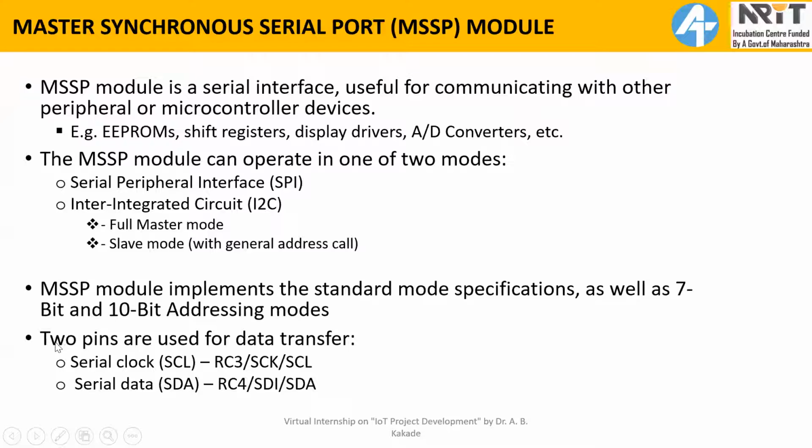For implementation of I2C protocol, there are two hardware pins available in the PIC microcontroller. The names of these pins are serial clock and serial data. The serial clock pin is multiplexed with the RC3 pin of the microcontroller. RC3 is a port pin. So the serial clock pin of I2C hardware is multiplexed with RC3 pin. Another pin is serial data.